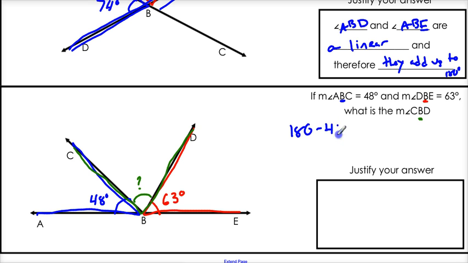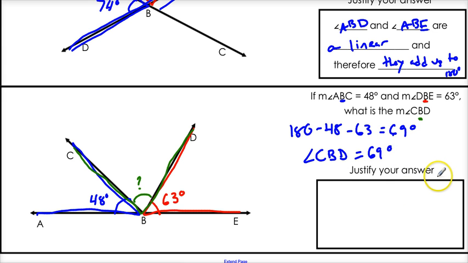180 minus 48 minus 63. And when you put that in the calculator, you get, let me see, I got to do the math here in my head. That should be 69 degrees. Yeah, I agree with that. So, angle CBD is equal to 69 degrees.